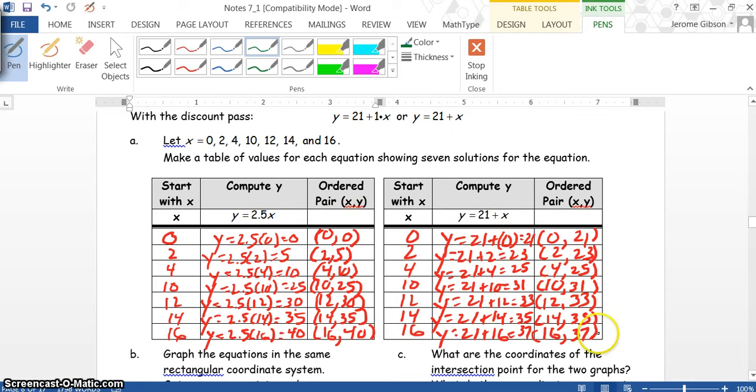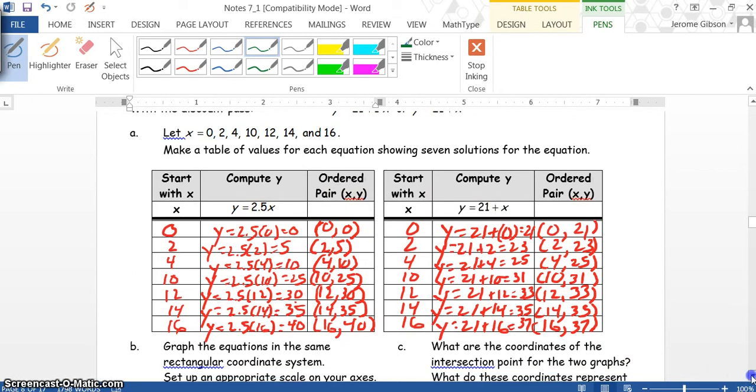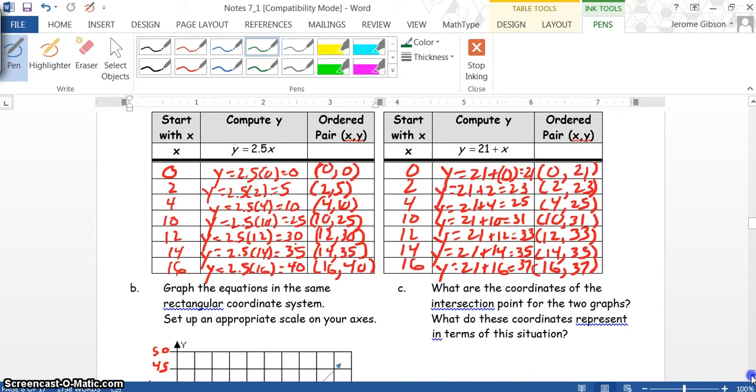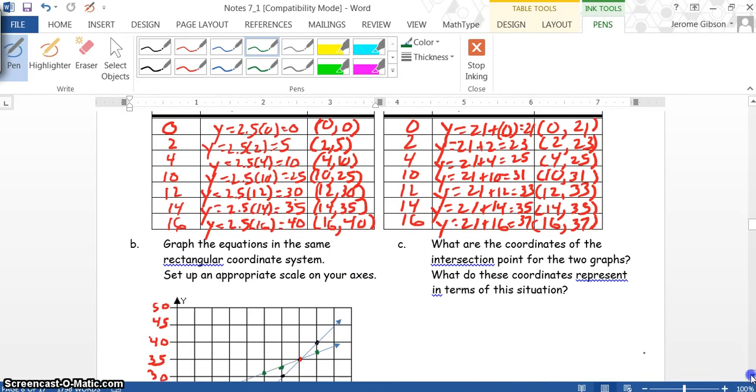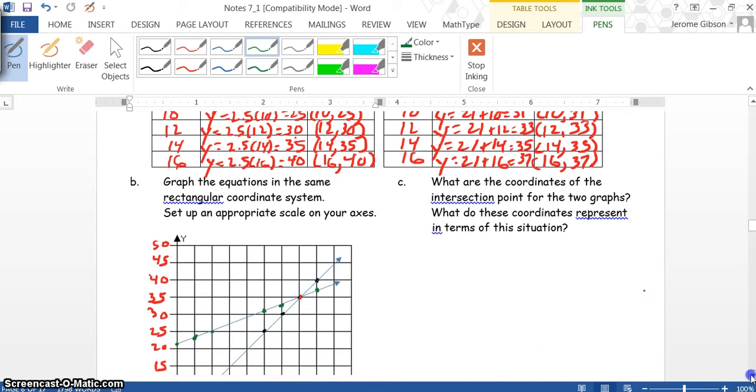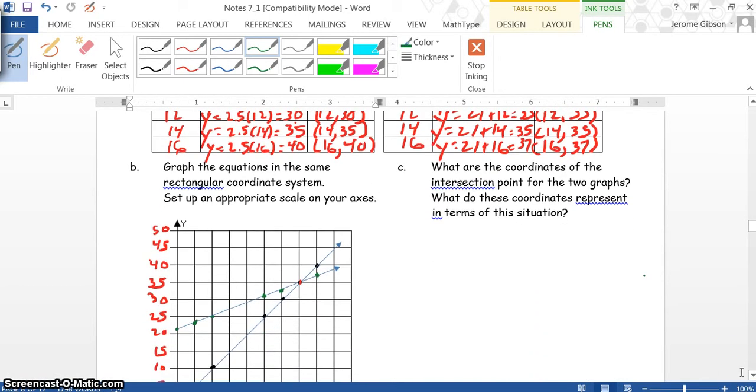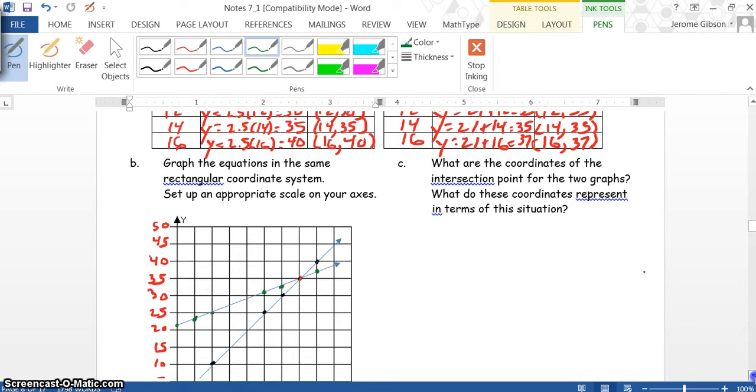The only thing I did here was, whatever the x value was, I substituted in x for these values in these equations. Now, it says B, graph the equation in the same rectangular coordinate system. Set up an appropriate scale on your axis. C, what are the coordinates of the intersection point for the two graphs? What do these coordinates represent in terms of this situation?